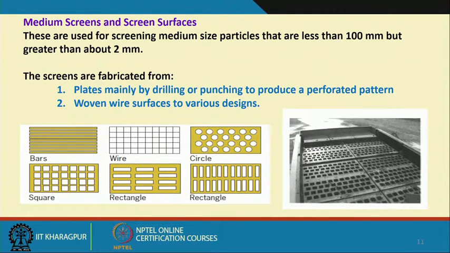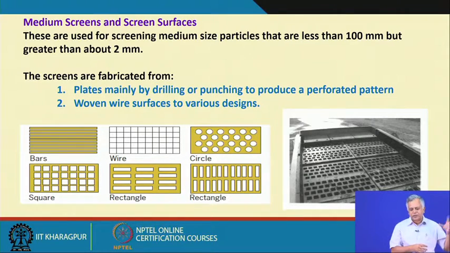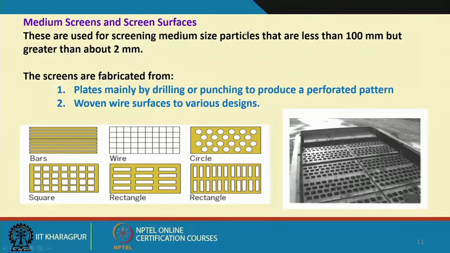Now, it is called the medium screens. That means when we are dealing with the medium size fraction, they are not the boulders, they are not directly coming from the mine sites, they have already been crushed, they are normally crushed products. So medium screens and screen surfaces are used for screening medium size particles that are less than 100 millimeter but greater than about 2 millimeter. When the particles are within this range, it does not require that much robustness.